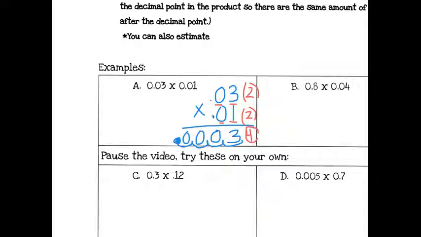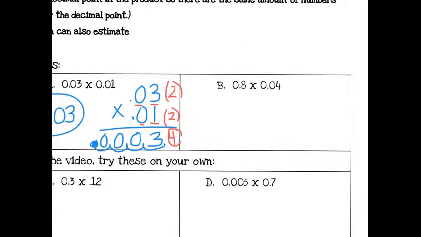So our final answer is going to be 3 10,000ths. Okay, multiply the numbers as if there were no decimal point, and then we put that decimal point where we want it in the product. Let's try another one here, example B.